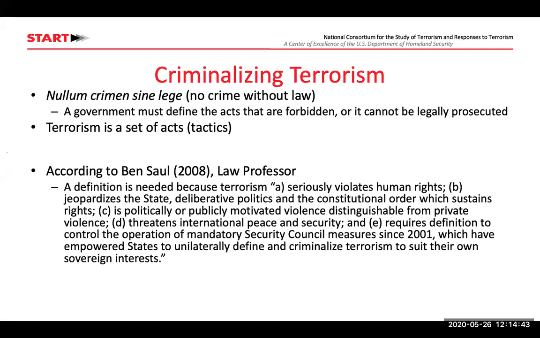Ben Saul, who's a law professor down at the University of Sydney in Australia, comes up with this idea of, okay, what is needed in a definition? And he says things like, it has to seriously violate human rights, it has to jeopardize the state, the deliberative politics and the constitutional order. You have to have politically or publicly motivated violence that's distinguishable from private violence, that threatens international peace or security, and requires definition to control the operation of mandatory Security Council measures, all of that. And so what we're seeing here is really the basis of this norm setting and rule setting. For something to be terrorism, part of what that means is that it has to be in some way separate. It has to somehow be threatening to the legitimate order of society and to the legitimate authority of society.